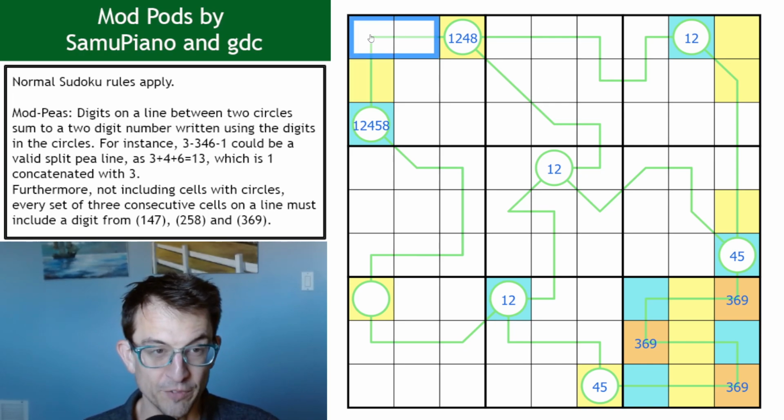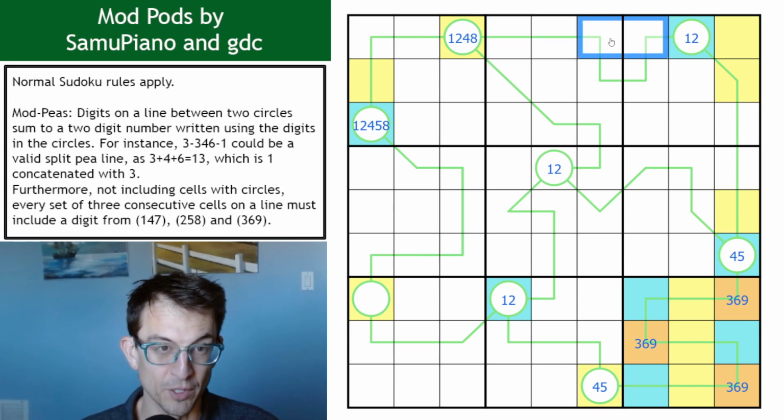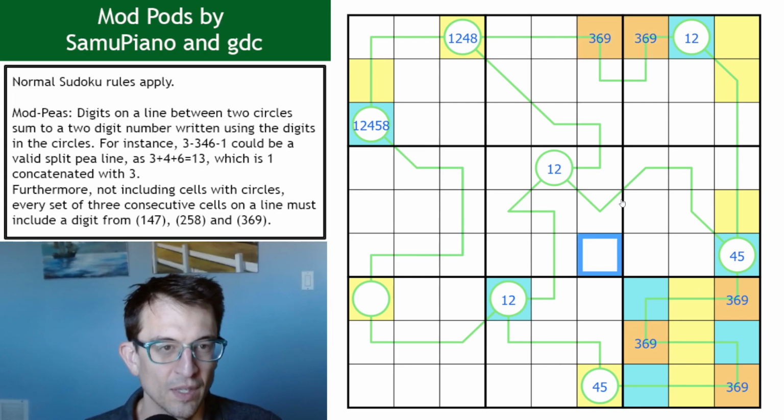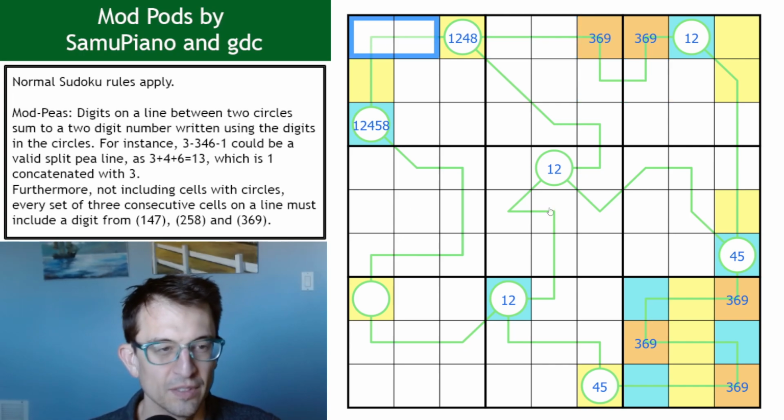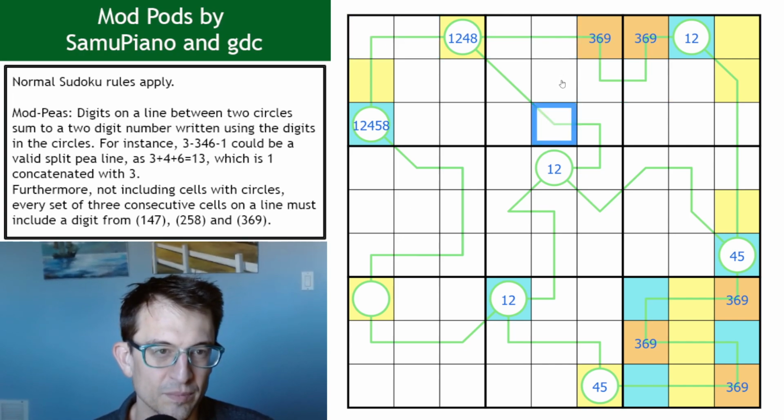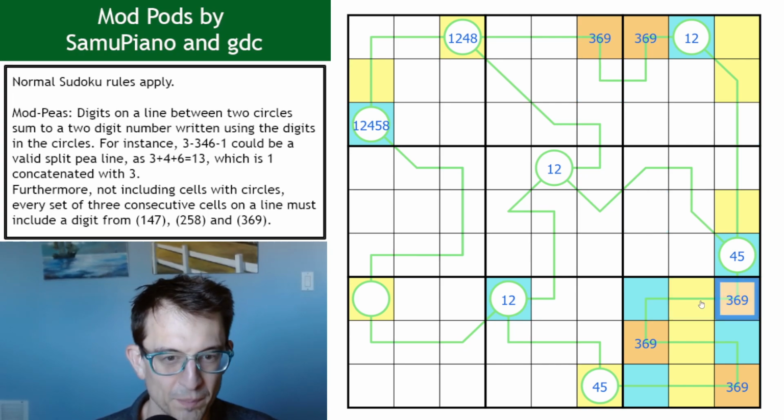So there's a blue here for sure. There's a blue here for sure. So this is not blue. This is not blue. It's not yellow. This must be orange. This is 3, 6, 9. And then these two I'm not going to be able to discern from each other. Yeah, I don't know. Okay.